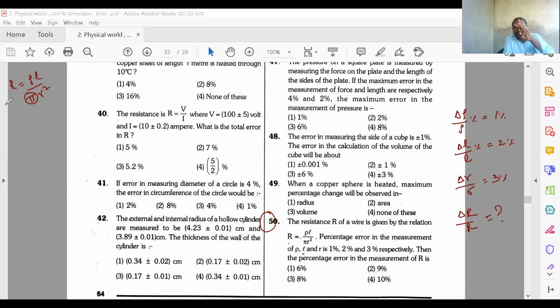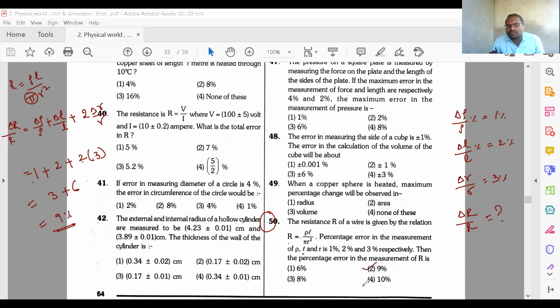This pi is a constant, we can neglect it. From the third rule of propagation of error, we can write delta R by R is equal to delta rho by rho plus delta L by L plus 2 times delta r by r. Delta rho by rho is 1%, plus delta L by L is 2%, plus 2 times delta r by r which is 3%, so 6. Total 1 plus 2 is 3, plus 6, total is 9%. Which option has 9%? Option 2 is the right answer. Got it, students?